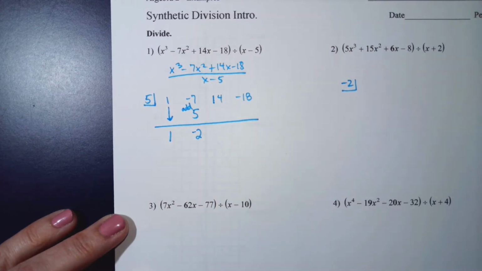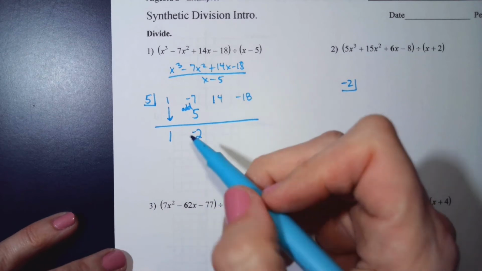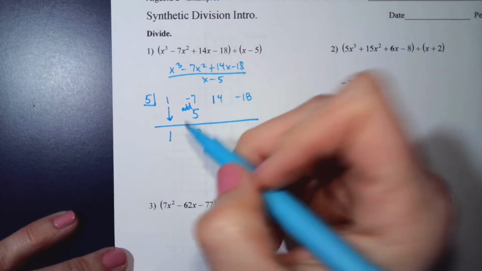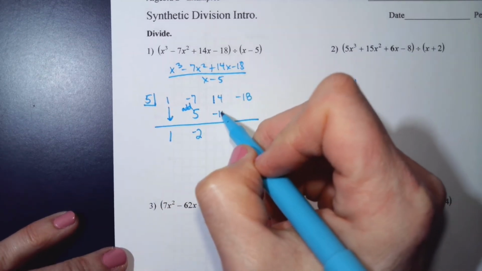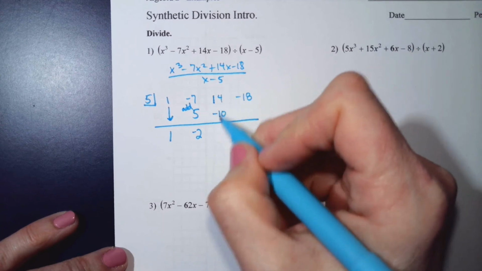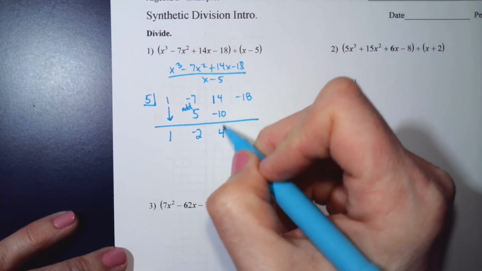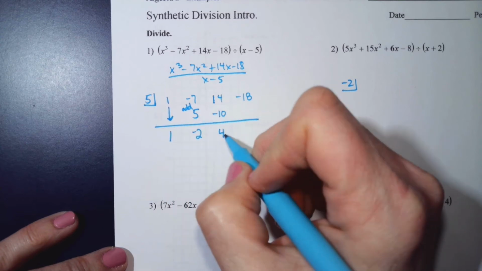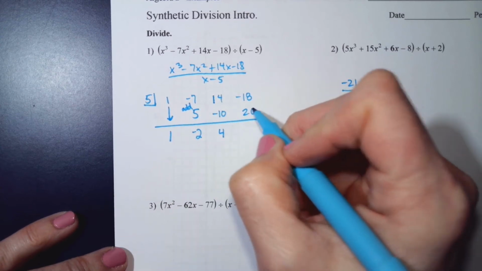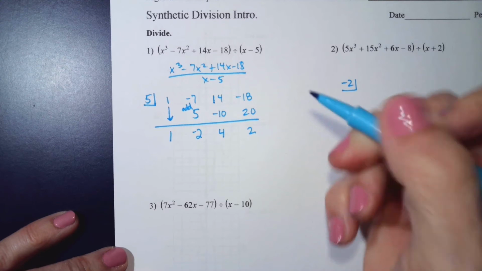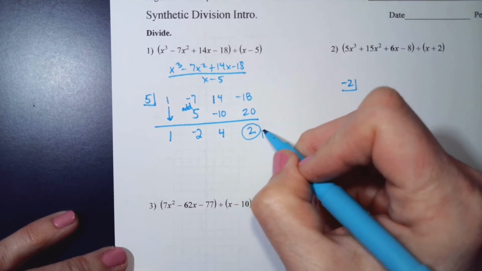And every once in a while the numbers get large and you need your calculator, but most of this should be pretty quick and easy. All right, negative 2, then you just do it over again. Negative 2 times 5 is negative 10. And then I add again, so I get positive 4. 14 plus negative 10. Then multiply again. 4 times 5 is 20. And then you add, so I get positive 2. Now this part right here, this is going to be my remainder.